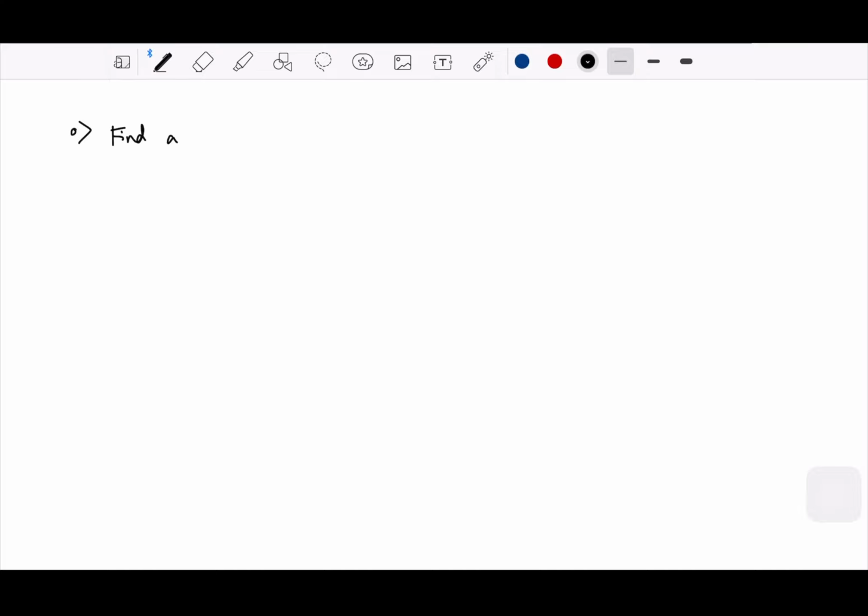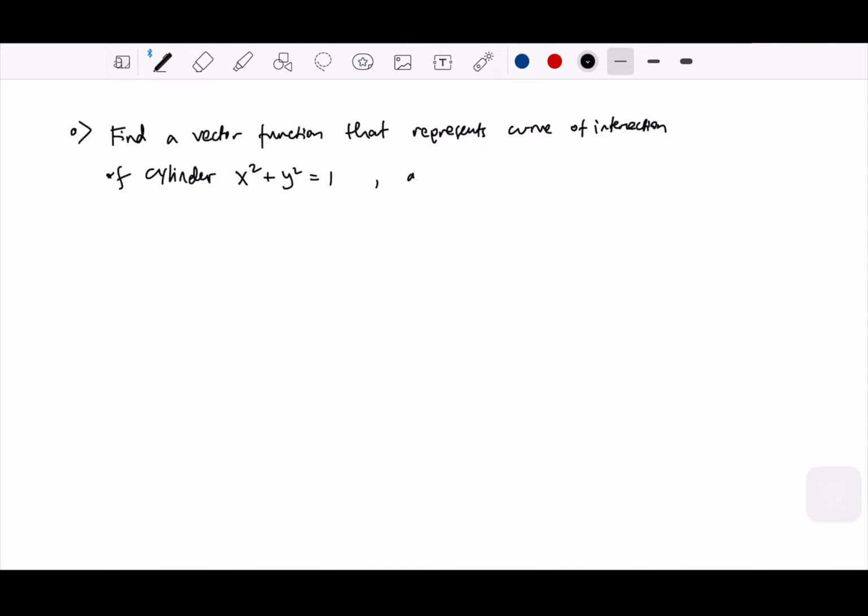Okay, another example. Find a vector function that represents the curve of intersection of the cylinder and the plane y plus z equals 2. Okay.